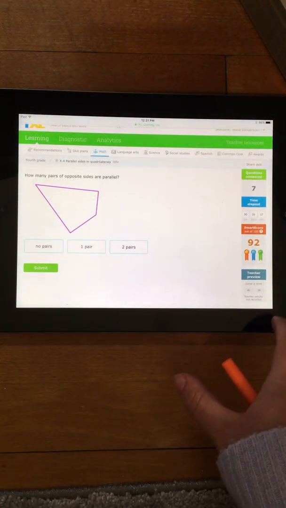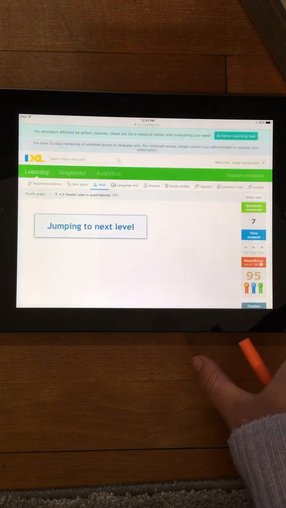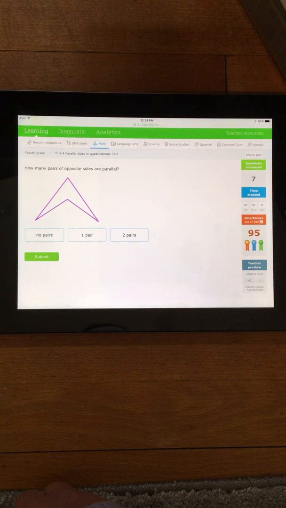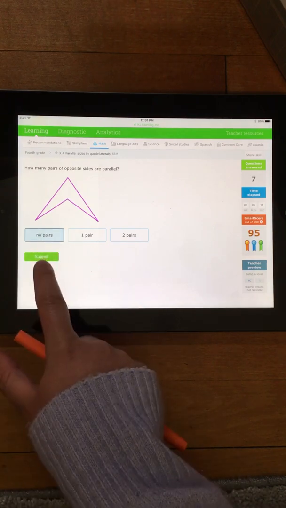All right, let's go to our bonus challenge round. Oh, doesn't want me to. Oh, I guess that's it. In this one, again, if you lay your pens down, you would find that no pairs are parallel.